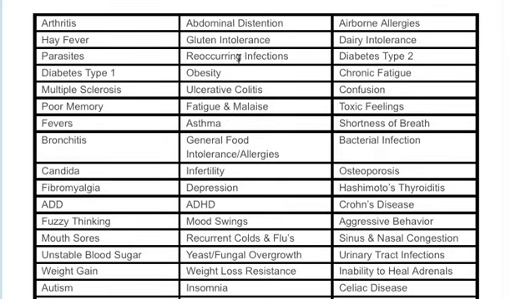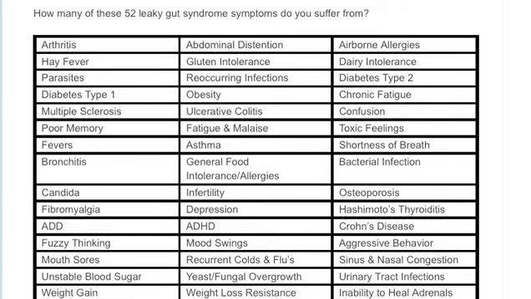Gluten intolerance, recurring infections, obesity, fatigue. I want to point out this one, fatigue. General food intolerance, allergies, depression, mood swings. Now, if you're listening to this video, you may be suffering from some of this, and you may be going through some of these symptoms, and you may think it's from herpes, but the bigger picture is you can't even cure yourself from herpes if you cannot, one, deal with the leaky gut syndrome, because herpes is just a result of an over-toxified system, okay?